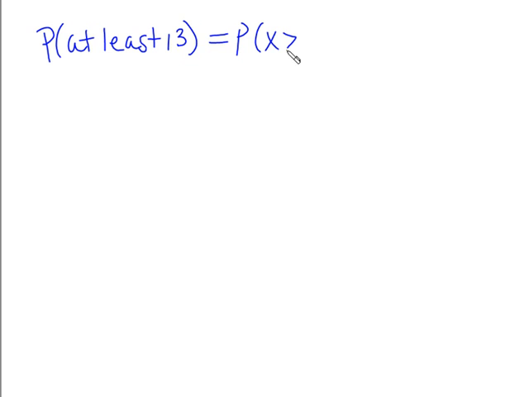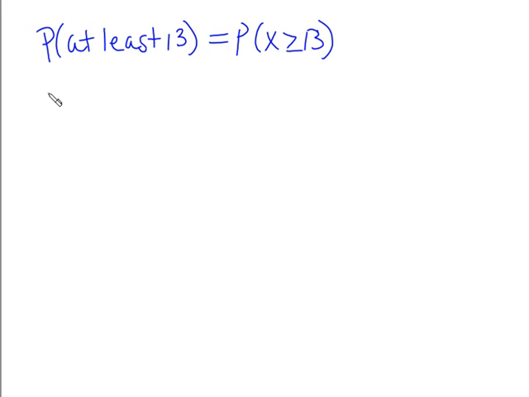For part B of example 3, it reads, in a random sample of 15 households, what is the probability that at least 13 have cable? So the problem reads, what is the probability that at least 13 have cable? Well, what you need to understand out of this is that's the probability that x is greater than or equal to 13.